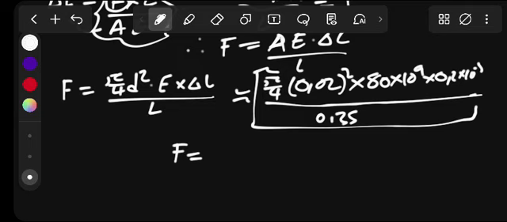I'm just punching this, divide by 0.35. Okay, what is the force there? I will have this to be 14361,566. This is measured in Newton.